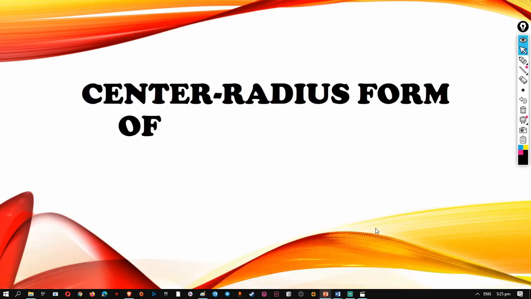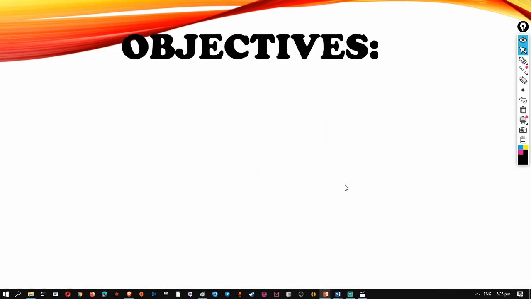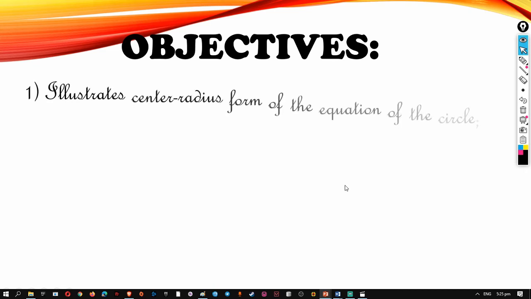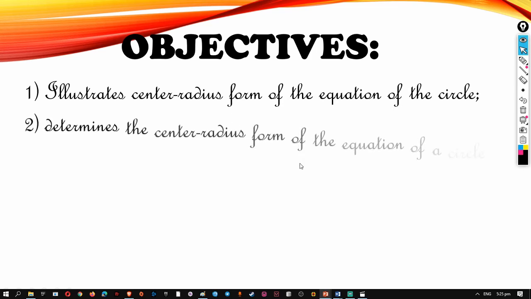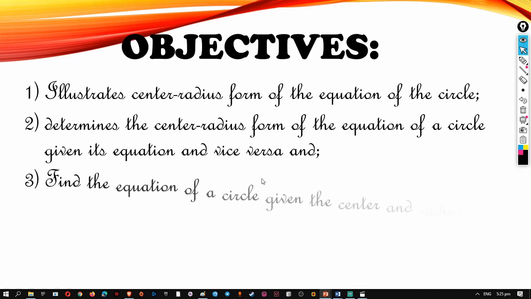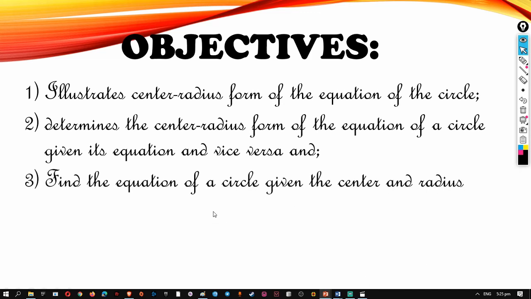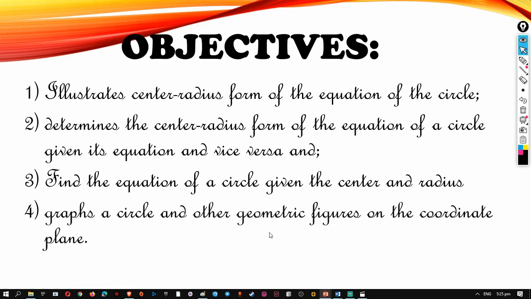Okay. So, let's have the next lesson. Dito naman ay para sa center radius form of the equation. So, ito yung nasa week 8 ng module. So, anong pag-aaralan dito? First, you're going to illustrate center radius form of the equation of the circle. Second, determine the center radius form of the equation of a circle with the given equation and vice versa. And find the equation of a circle given the center and radius. Plus, you are going to graph a circle and other geometric figures on the coordinate plane.